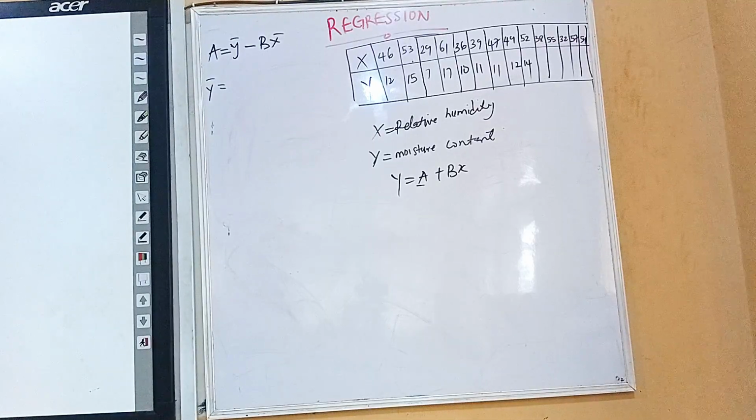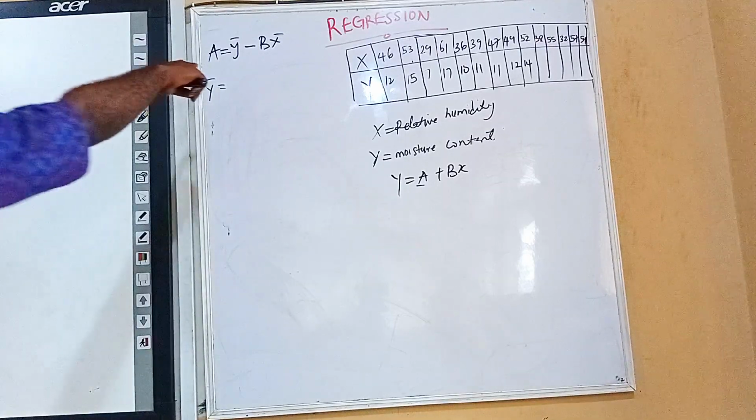No contain, then we add it from the material. You should add the value of y, right? You should add it. Y bar is the mean of y.